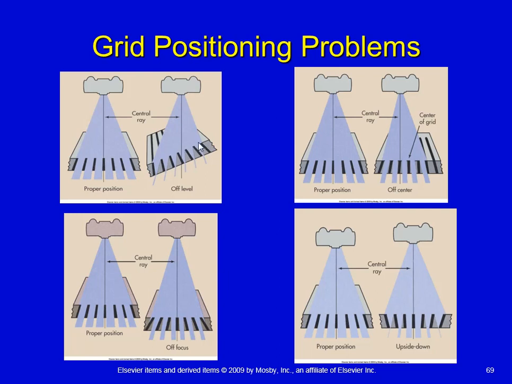You get, on an off-level grid, grid cutoff across the entire grid. With an off-center grid, you get density that's okay on one side, really bad on the other. With an off-focus grid, you get density that's good in the middle, but the further out you get, the worse it gets. And with an inverted grid, you get good density in the middle, and then immediate grid cutoff anywhere outside from the center of the grid.